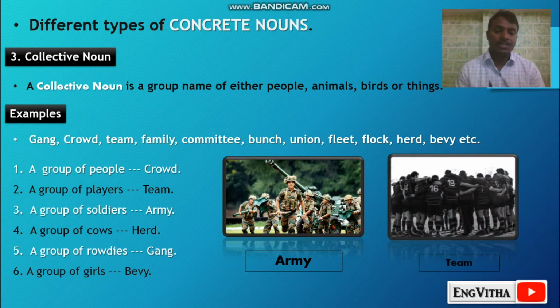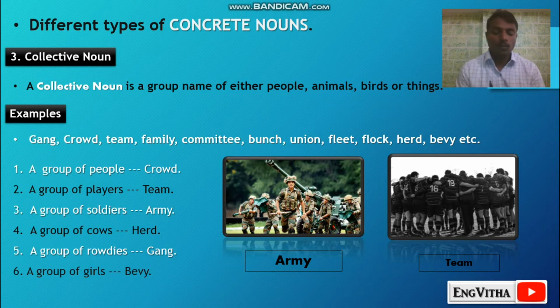Likewise, in the second picture you can see a team. By hearing the word team, you can imagine there is a group of players over there in a team. So army and team are collective nouns because they represent a group of people. So this is what a collective noun is.